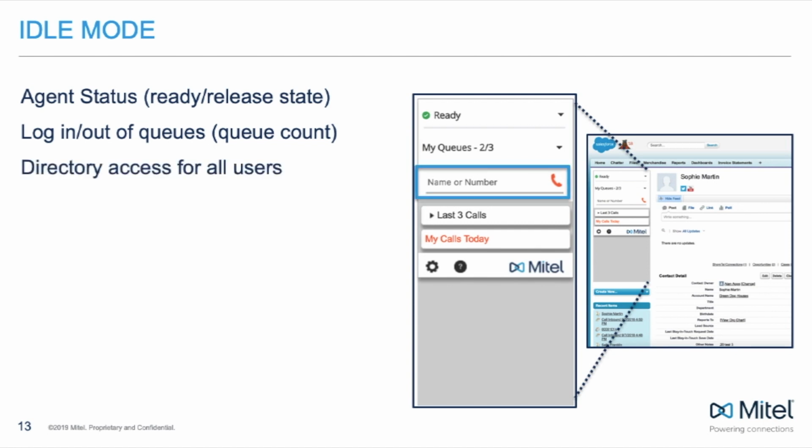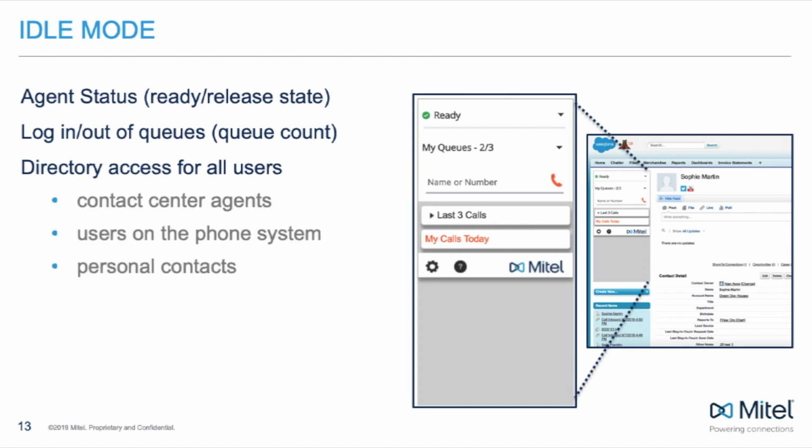The Name Number field allows you to access directory information for all users. This is an advantage over the Agent Interaction Center because the SOFTPHONE can not only access contact center agents, like the Interaction Center, but you can also access users on the phone system and any of your personal contacts. You also have access to your recent call history. The number of calls shown in the pull-down is configurable. Now let's examine some of these features in more detail.